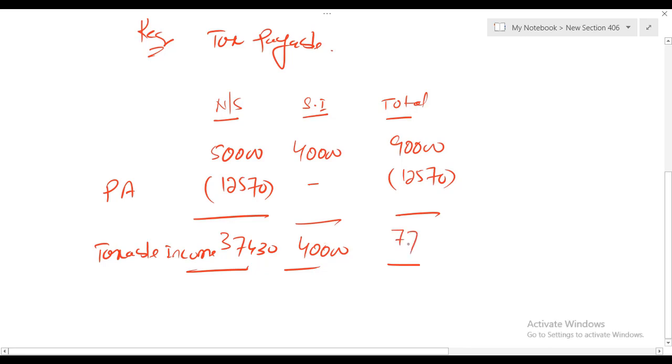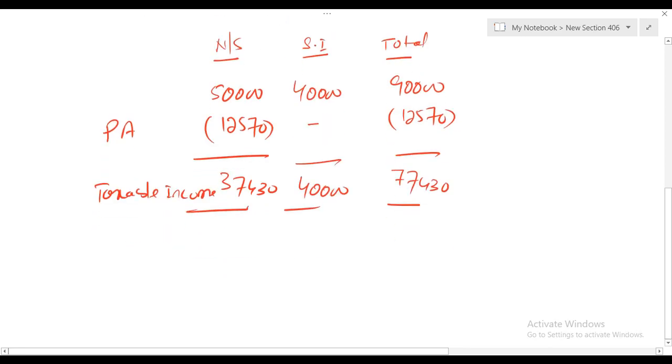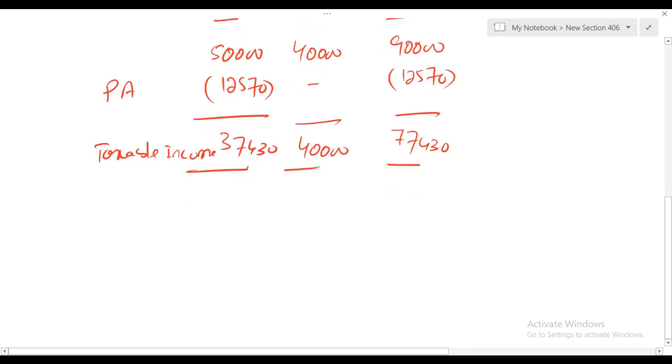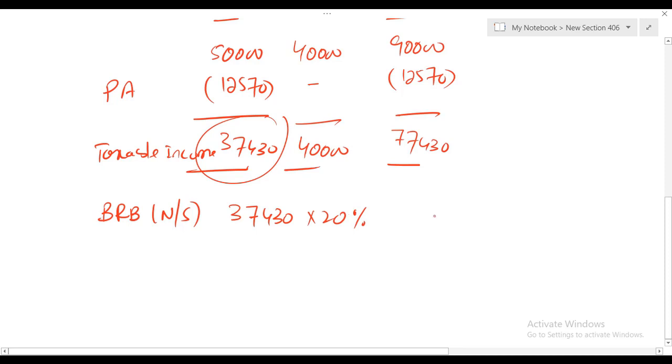The total is 77,430. First, we have to tax the non-saving income. The basic rate band limit is from £1 till 37,700. So the entire taxable income falls in the basic rate band. Non-saving 37,430, I have to take 20% of this, and 20% of 37,430 is 7,486. Now we have taxed the non-saving income.